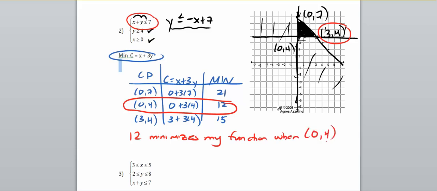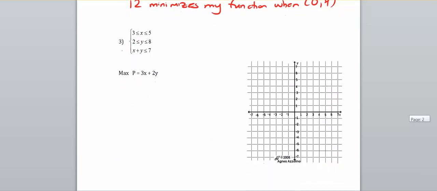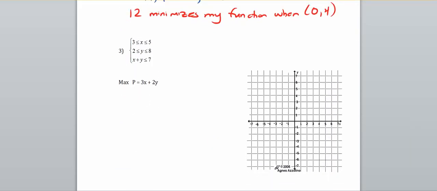All right. I'm going to do one more with you. On example 3, now we're just combining where we have a diagonal line, and then if you see something like this, 3 less than or equal to x less than or equal to 5, that just means it's two vertical lines. You could have written it like this: x greater than or equal to 3, x less than or equal to 5. That's equivalent. It's just two vertical lines.